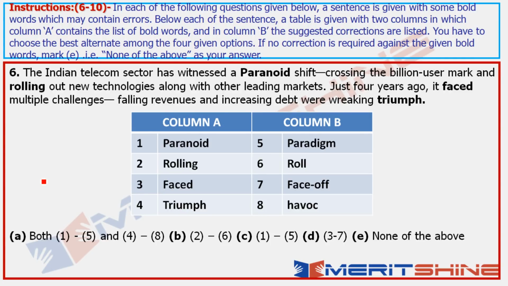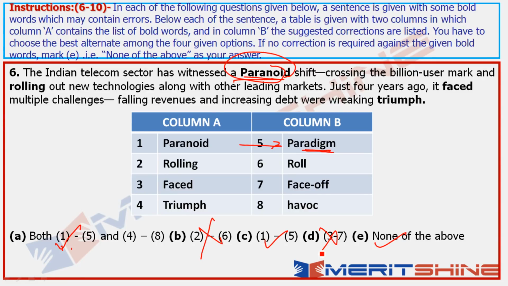Indian telecom sector has witnessed a paranoid shift, crossing the billion user mark. Now they are talking about something positive. So paranoid is a negative word. It cannot come in here, right? So first would be change. Here I'll go by 1 5. Instead of paranoid, what is there? Paradigm. Yes, paradigm is a great change, a change that is worthy of mentioning. Crossing the billion user mark is worthy of mentioning. And so 1 5 would be there. So your option can be option A, B is eliminated, option C, or none of the above, and D is also eliminated.